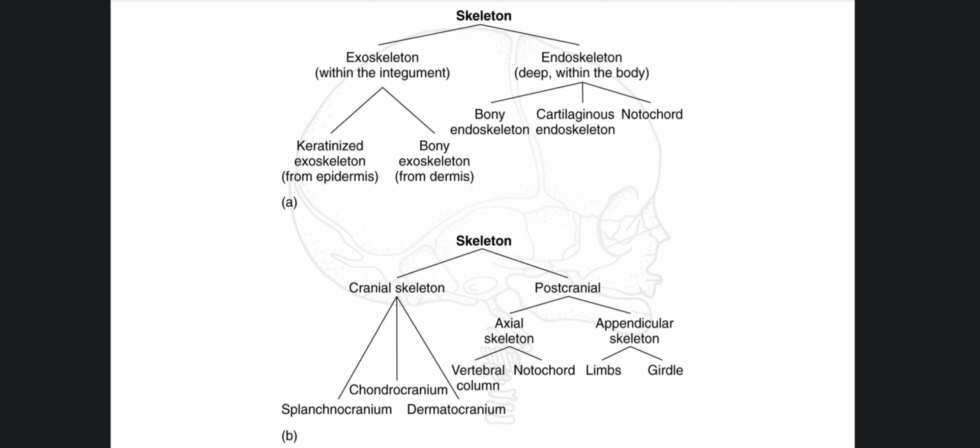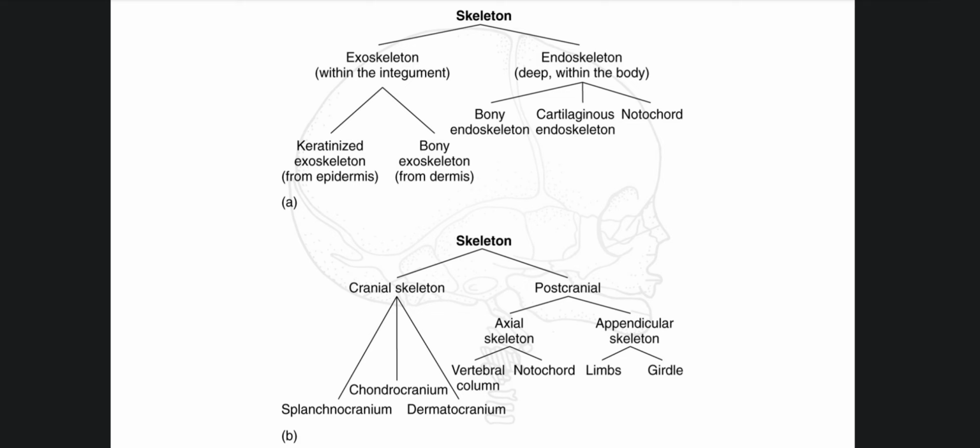In this flow chart, you can see skeleton is divided basically into two parts. The first one is the exoskeleton, which is present within the integument, so that is very close to the skin, or we can say a superficial surface area which is covered with the bone. And the other one is endoskeleton, that is present deep inside the body.